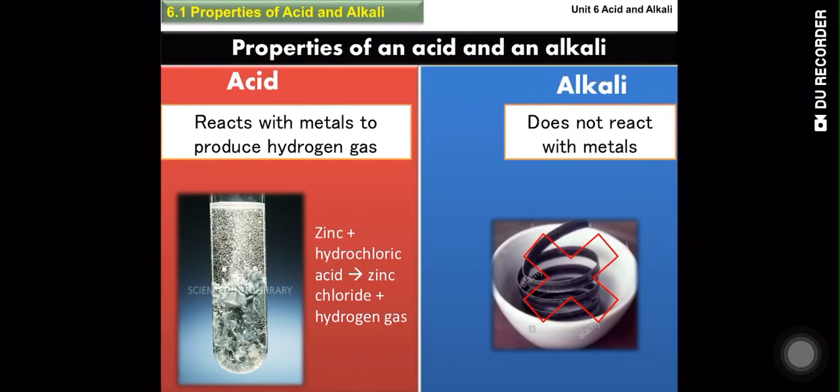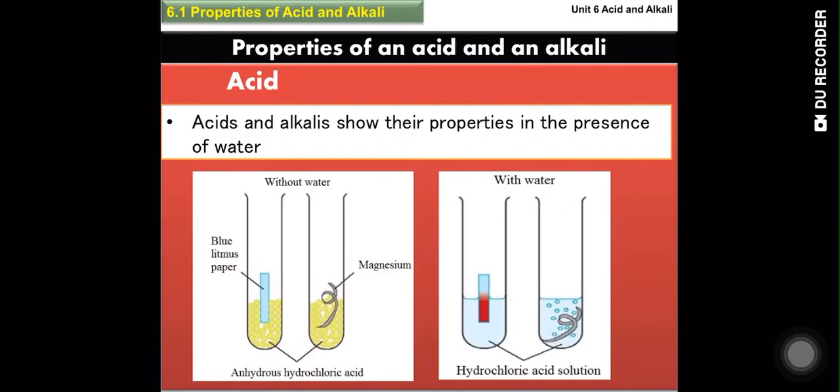Then if you look at basic acids, most of the acids will react with metal to form a salt and release hydrogen gas. So acids can react with metal to produce hydrogen gas, but alkalis cannot. Alkalis do not react with metals. And you must understand these properties of acid and alkali.